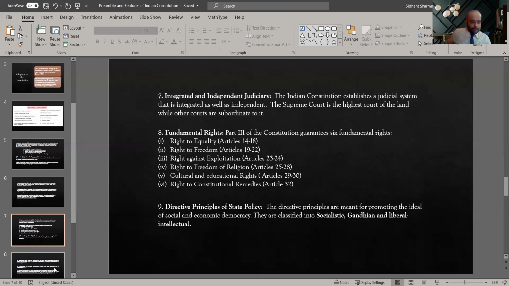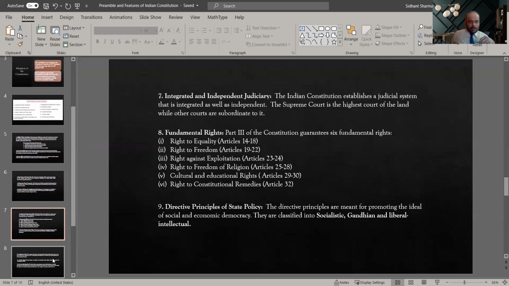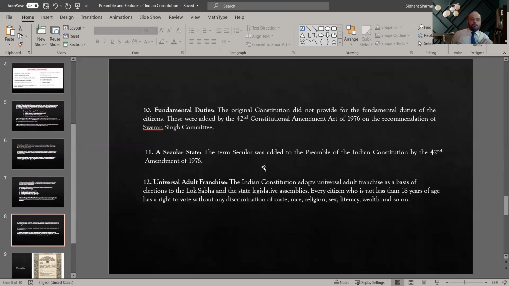So, without much ado, I'll be moving to the next list of features. The fundamental duties. We have a secular state and we have a universal adult franchise. Now, what are the fundamental duties? The original constitution was not of such a structure that we could provide duties at that point of time. So the 42nd Constitutional Amendment Act of 1976 enlisted various duties that were adopted in the Constitution.